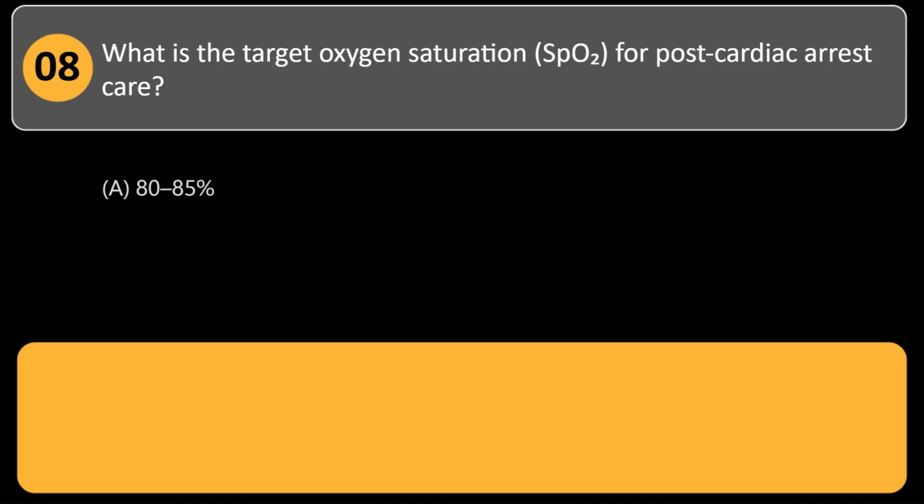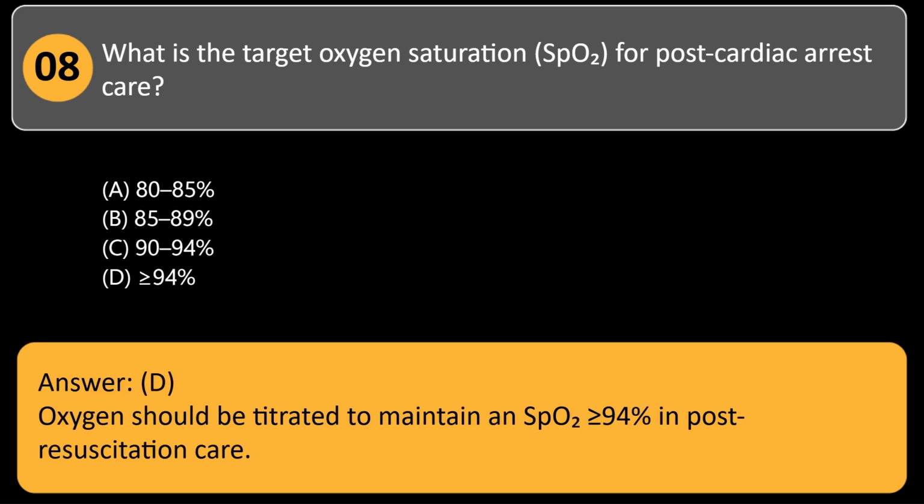What is the target oxygen saturation, SpO2, for post-cardiac arrest care? A. 80 to 85%. B. 85 to 89%. C. 90 to 94%. D. Greater than or equal to 94%. Answer: D. Oxygen should be titrated to maintain an SpO2 greater than or equal to 94% in post-resuscitation care.